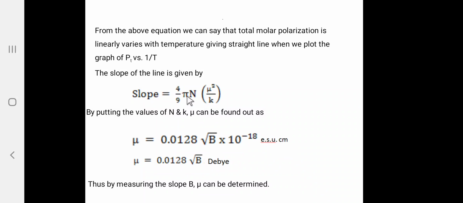By substituting the values of pi, n and k, this equation can be reduced to mu is equal to 0.128 under root b Debye, because all of you know that 1 Debye is equal to 10 raised to minus 18 ESU centimeter. In this equation b is the slope of the line. In case of the polar molecule, by substituting the value of b, we can determine the dipole moment. In case of the non-polar molecule, mu is equal to 0. So, just by substituting the value of the slope, we can determine the dipole moment of the polar molecule.